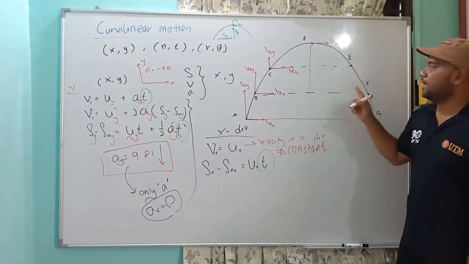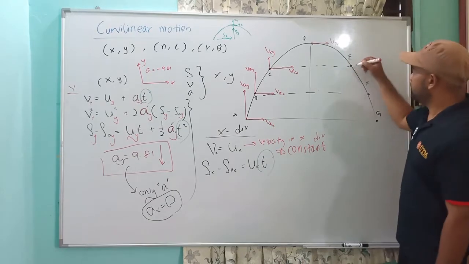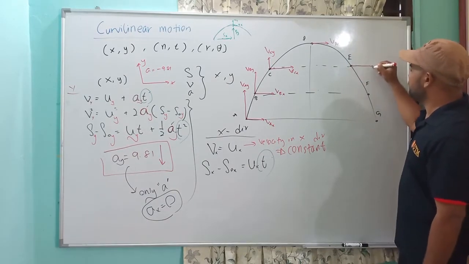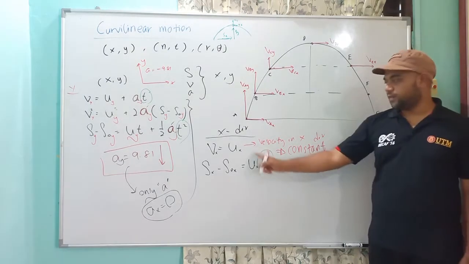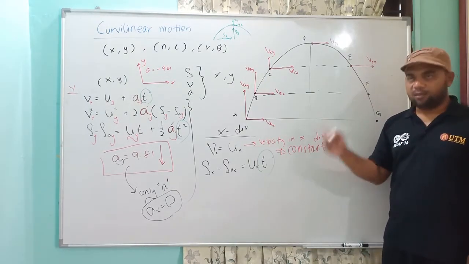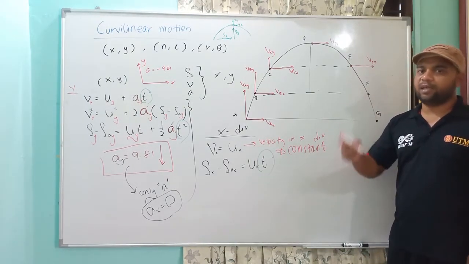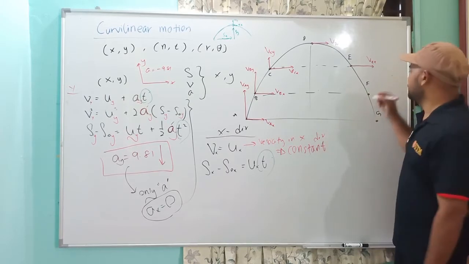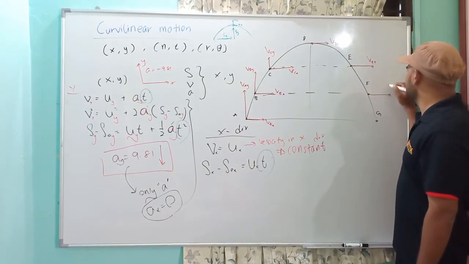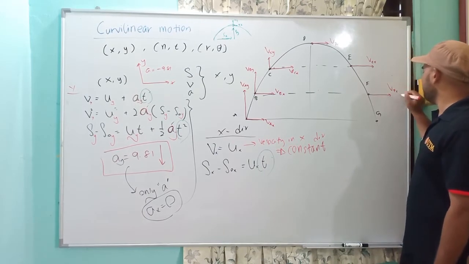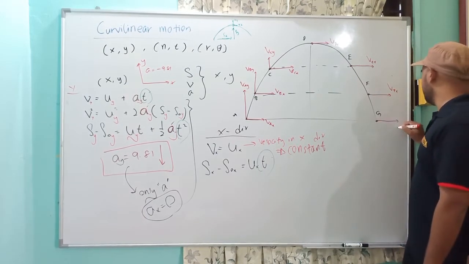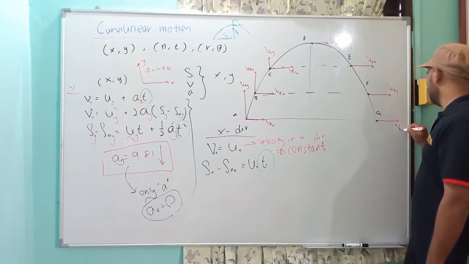Okay, notice that I will draw the V in the same direction here, which is VEX, because of this one. Velocity is constant in terms of magnitude and also direction. So here is VFX, and the last one VGX.